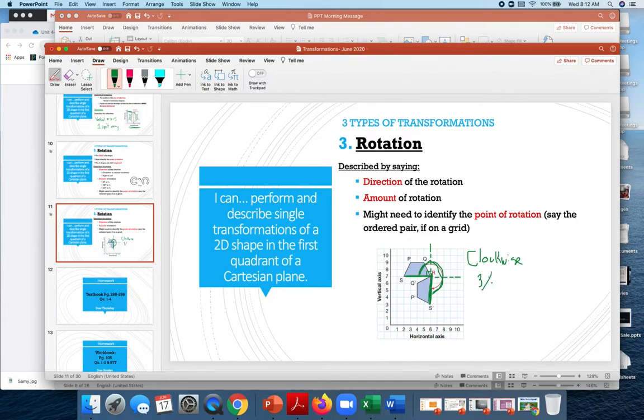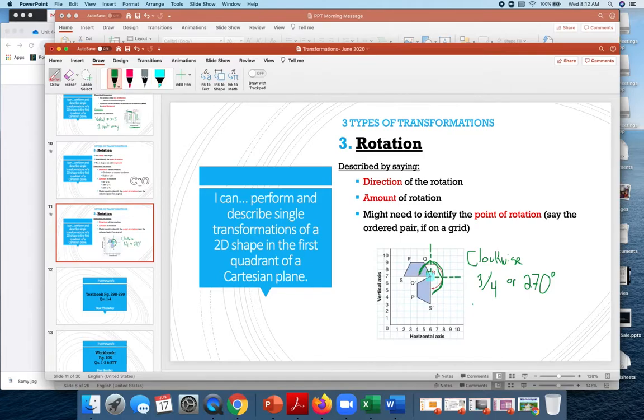3/4 rotation, or it's good to put in both because you never know, you could be given it in degrees or you could be given it as a fraction form. 270 degrees. So I get in the habit of writing down both of them from the little cheat sheet on the page before. Then we must say the point of rotation. So our point of rotation is this R right here. I need to identify what the point of rotation is.